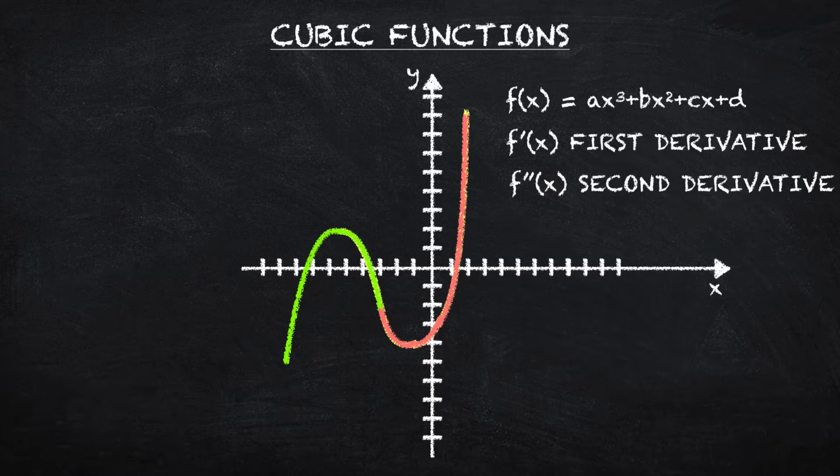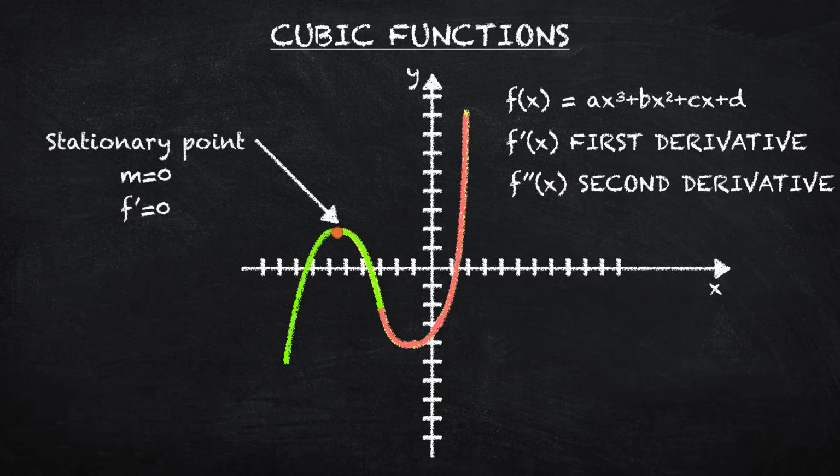We have already seen that a cubic function has a point where the gradient is equal to 0. This is called a stationary point, a point where the gradient is equal to 0, and so it means that the first derivative of the function f computed at that stationary point is equal to 0.